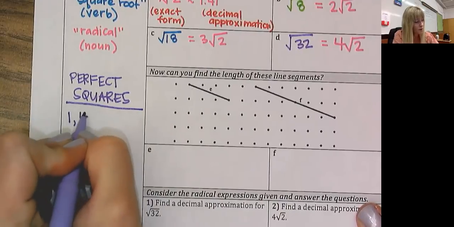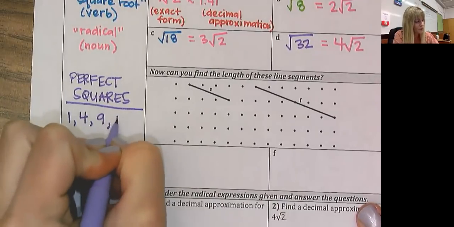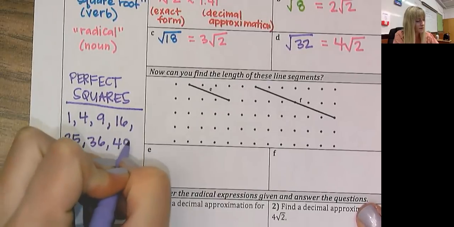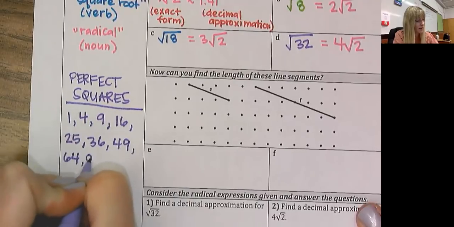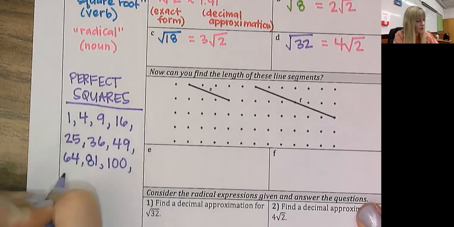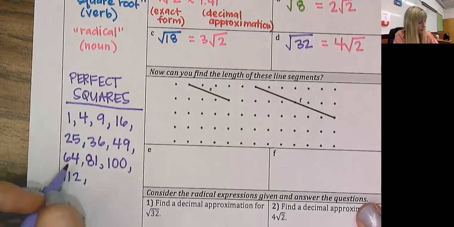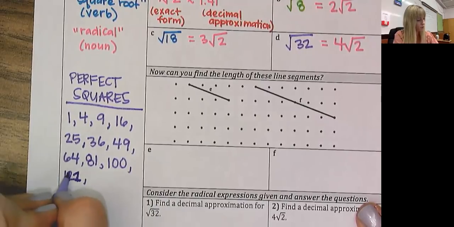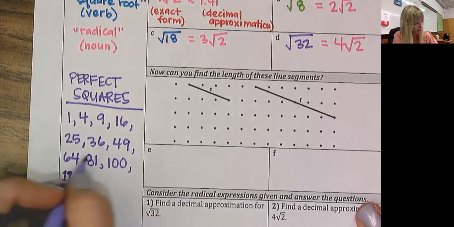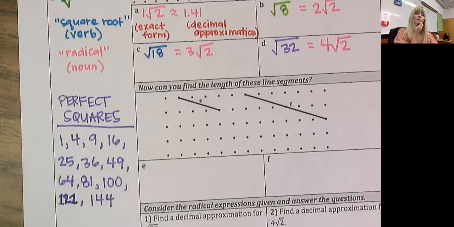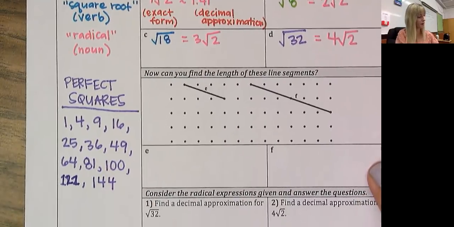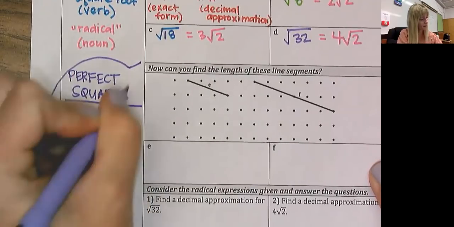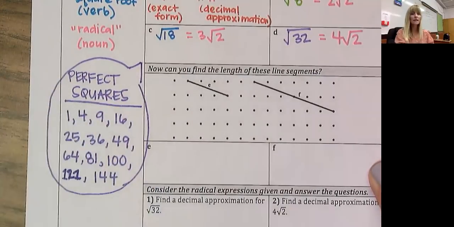2 squared is 4, 3 squared is 9, 4 squared is 16, 5 squared, 6 squared, 7 squared, 8 squared, 9 squared, 10 squared. I got a little dyslexic there, 121, not 1, 1, 2, 1. That's 11 squared, 121. 144. Up to 12 is usually a good amount to have memorized in your brain, but you can easily figure out beyond that, right? Okay, perfect squares. Now, why do I bring those up?